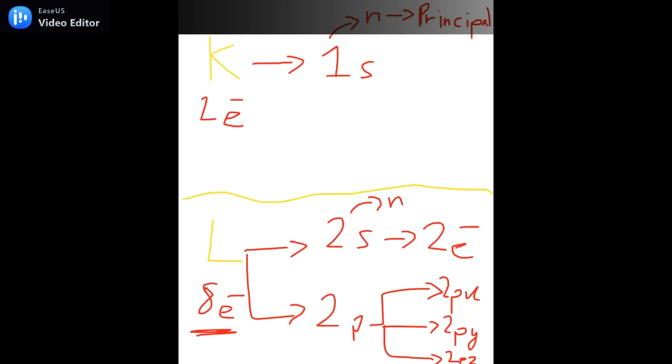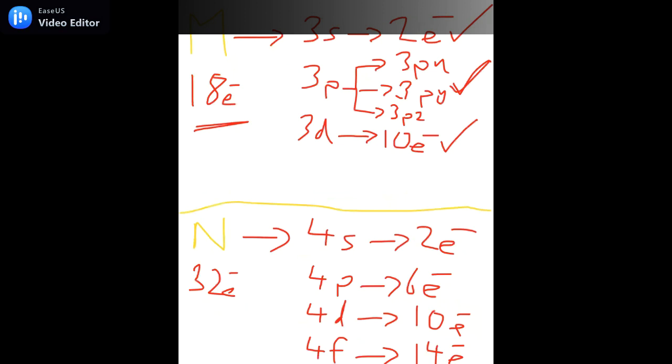Similarly, for the M shell, the principal quantum number is 3. It has 3 subshells, 3s, 3p, and 3d. 3s has 2 electrons. 3p has 3 orbitals. Each orbital has 2 electrons. So 3 2s are 6, 6 electrons. And then 3d has 5 orbitals. Each orbital has 2 electrons. So 5 2s are 10. So 10 plus 6 plus 2 is 18.